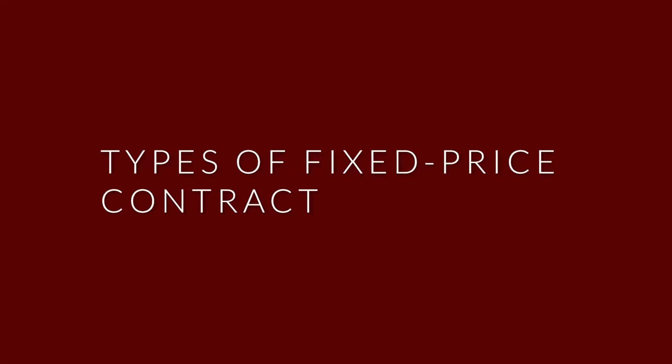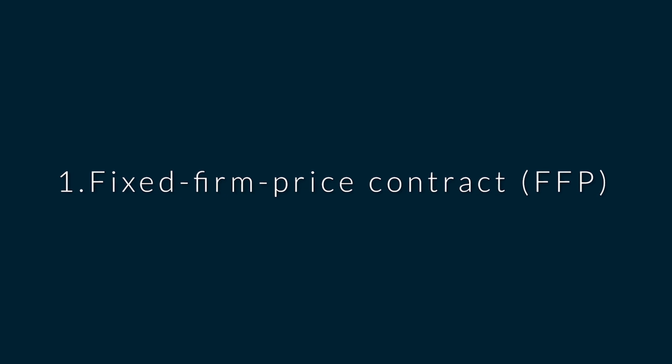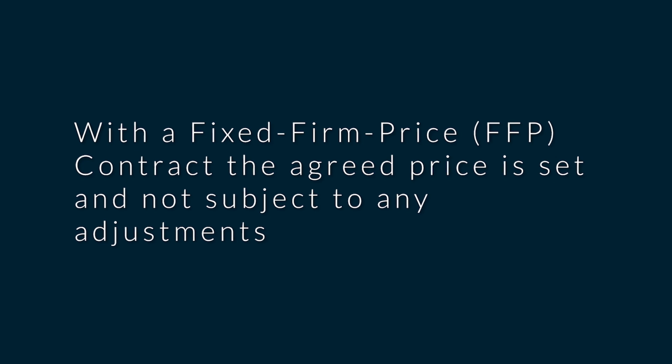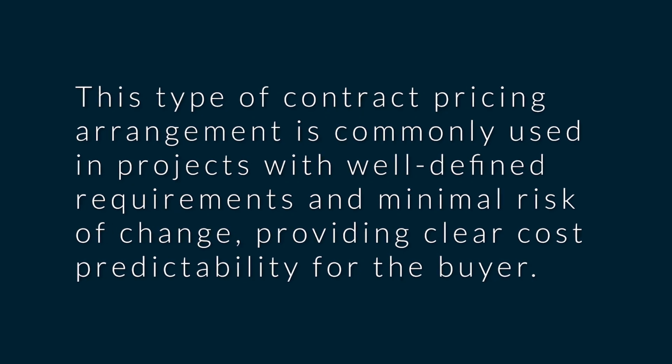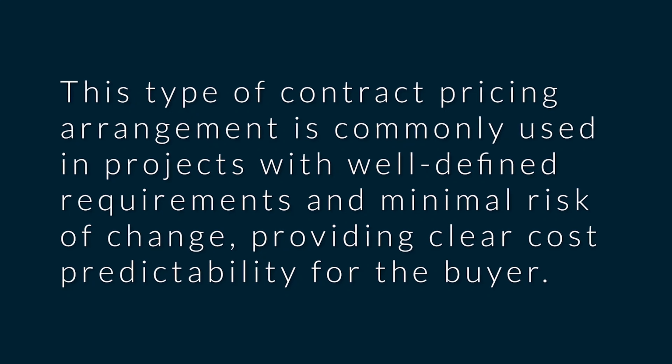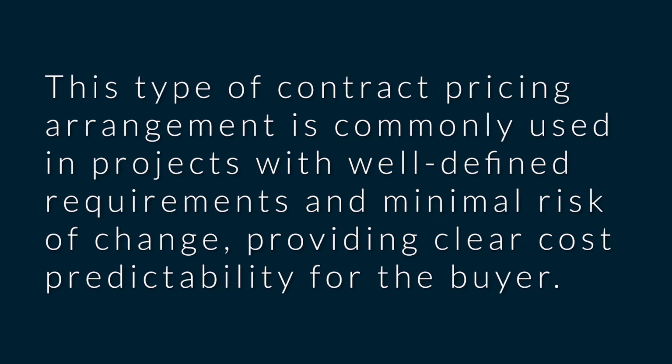Types of fixed price contract. And the principle is always going to be the same with these fixed price contracts, in as much as they can vary depending on their nature. So the types will include: number one, we have fixed firm price contract, that is FFP. And with a fixed firm price contract, the agreement is set and not subject to any adjustment, which means in case of price fluctuation or cost fluctuations, those are going to be borne by the supplier. But then the reverse is also true, because if you agree that the cost is 500,000 and then it turns out that the supplier knows how to get this thing at a cheaper price, then the supplier gets to enjoy the profit associated with that. The point here is that this type of contract pricing arrangement is commonly used in projects with well-defined requirements and minimal risk of change, providing clear cost predictability for the buyer.